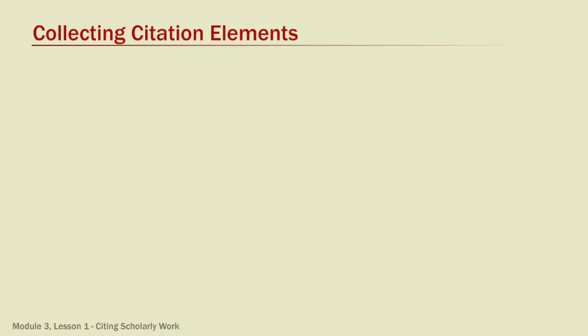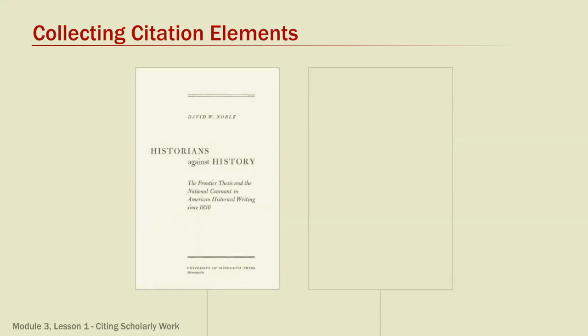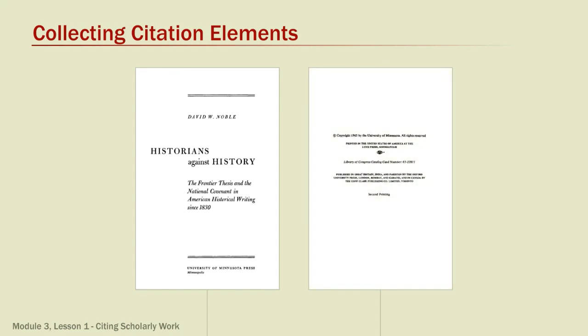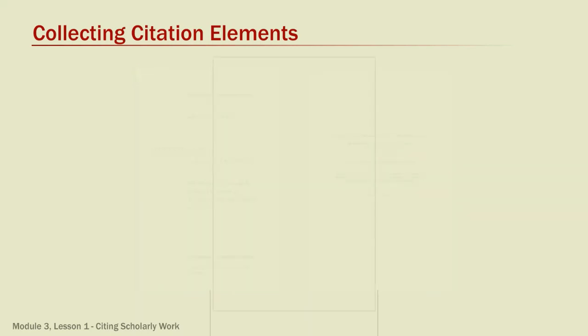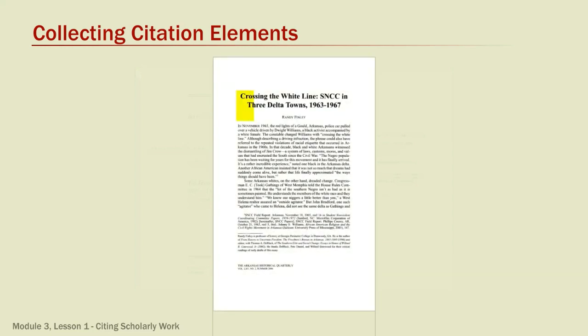Collecting citation elements. So, where do you start finding the elements of a citation? When you're looking at a book, you can find most or all of these elements at the beginning of the book, on the title page and the copyright page. If you're looking at a journal article, you can usually find information at the top and bottom of the page, and at the beginning or end of the article.